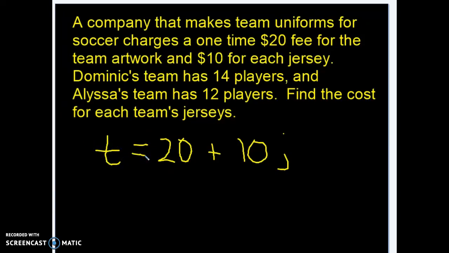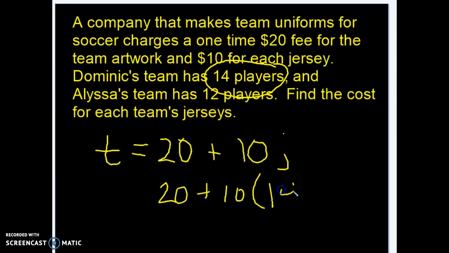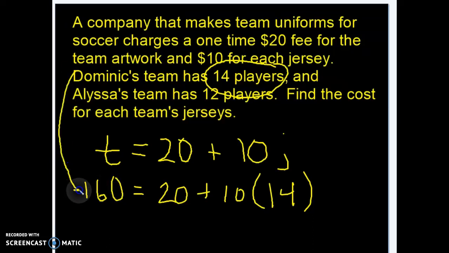So if Dominic's team has 14 players, we would substitute 14 in for J, so that would look like 20 plus 10 times 14. And then you would simply just do 10 times 14, which is 140, plus 20 gives you a total bill of $160. So Dominic's team would pay $160.